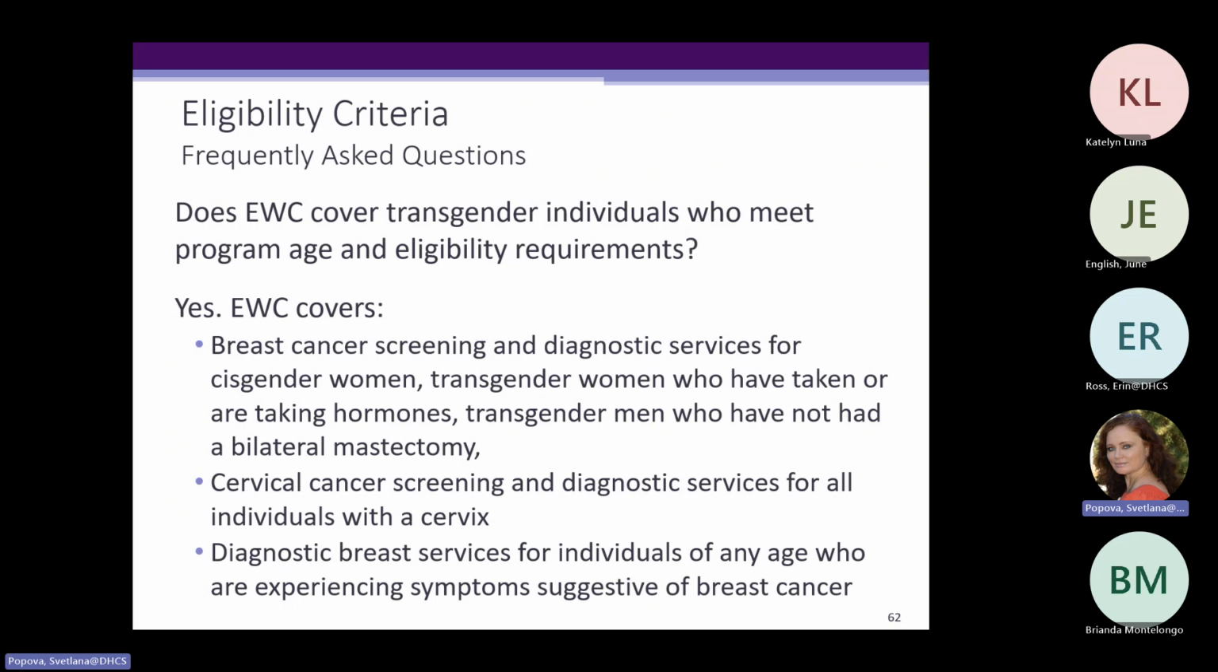Any questions here about transgender and breast cancer?